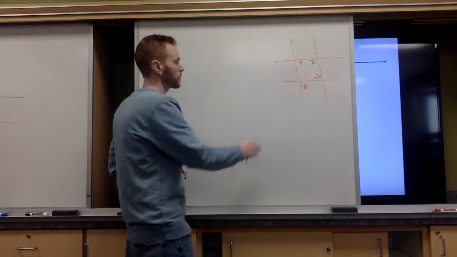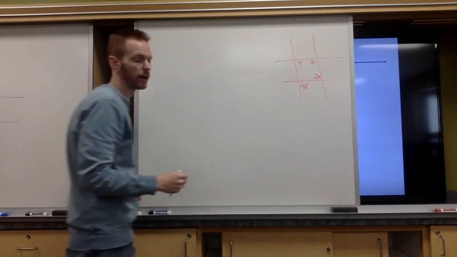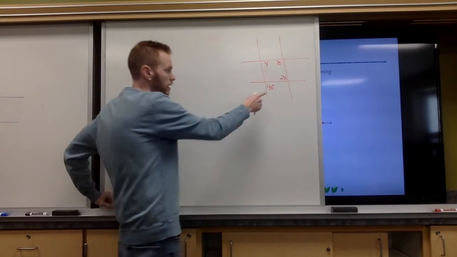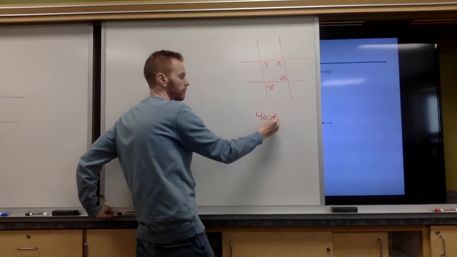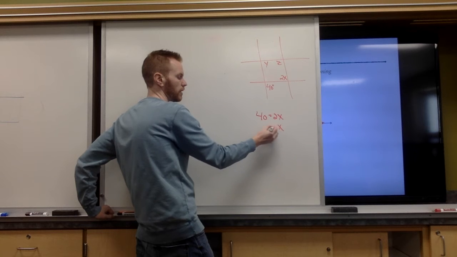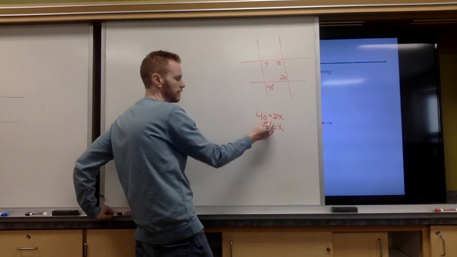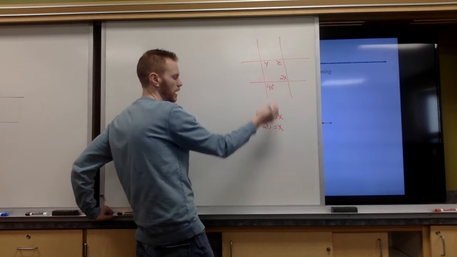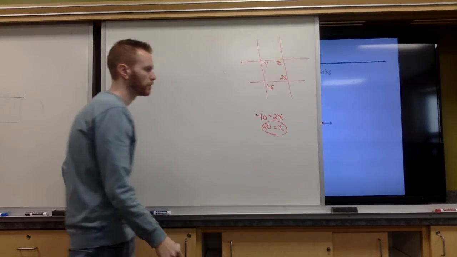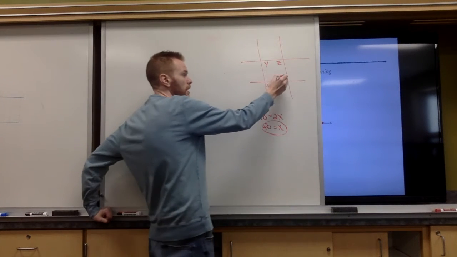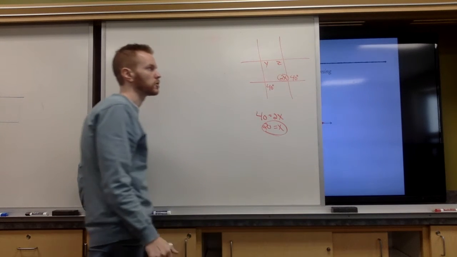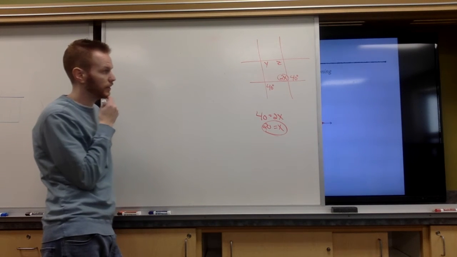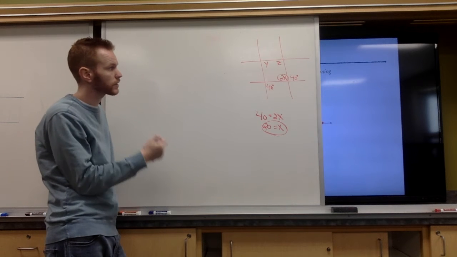So for this guy right here, I got to figure out measurements. These are alternate interior, so I could set them equal to each other. Well, you could probably figure it out without setting an equation. If I divide both sides by 2, I get 20. So x is going to be 20 in this case. But here's what I'm going to do. I'm going to still put 40 degrees here so I know the full measurement because I need that for y and z. Okay, next step.